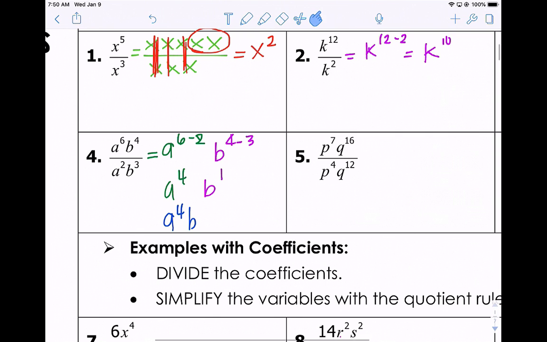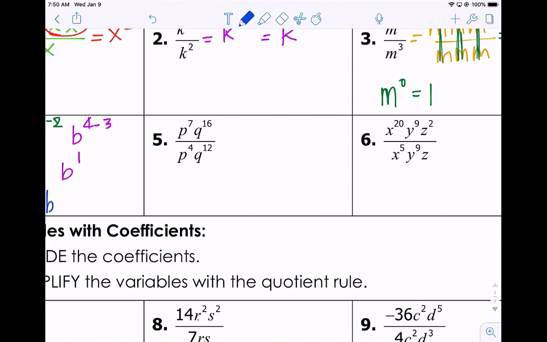All right, so number 5. Again, we're doing p's with p's, q's with q's. I have p to the 7 divided by p to the 4, so I just subtract these. 7 minus 4 would be p cubed, or p to the 3. And then for q, I have 16 here and 12 here. So 16 minus 12 would be 4. So q to the 4th.